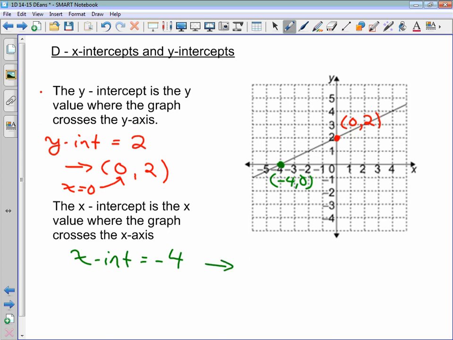So with any point that is on our x-axis, the y-coordinate is always going to be 0. So if our point is on the y-axis, x is always 0. If our point is on the x-axis, y is always 0. So we're going to use those two pieces of information and the equation to find our intercepts algebraically.